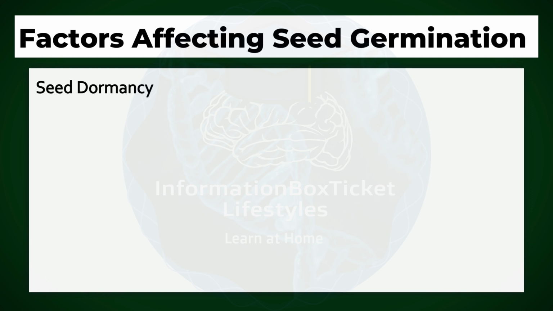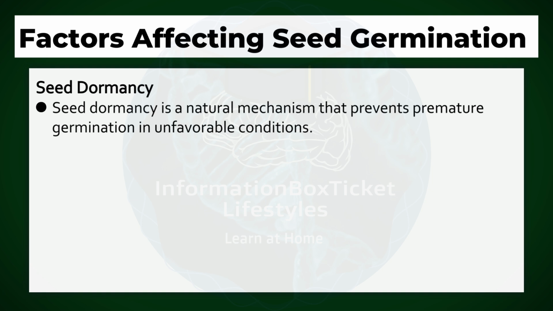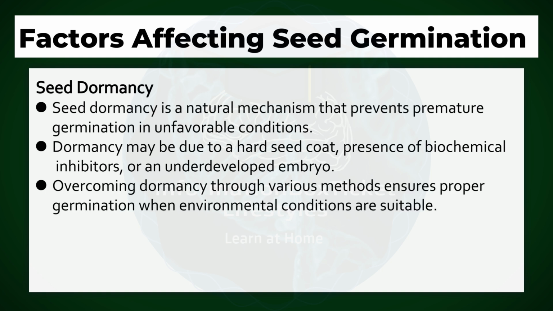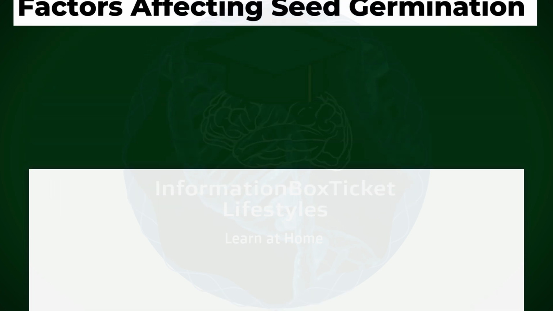Seed dormancy. Seed dormancy is a natural mechanism that prevents premature germination in unfavorable conditions. Dormancy may be due to a hard seed coat, presence of biochemical inhibitors, or an underdeveloped embryo. Overcoming dormancy through various methods ensures proper germination when environmental conditions are suitable.